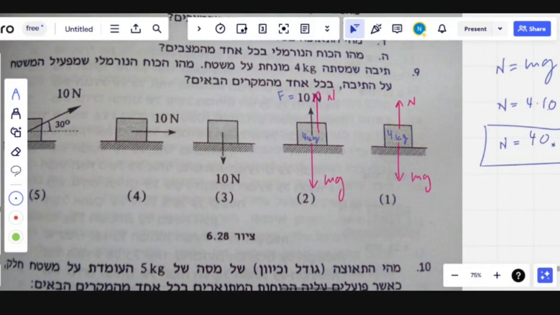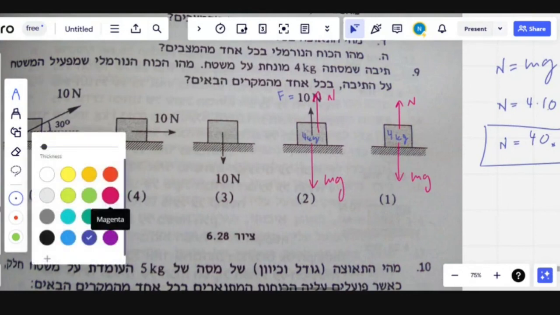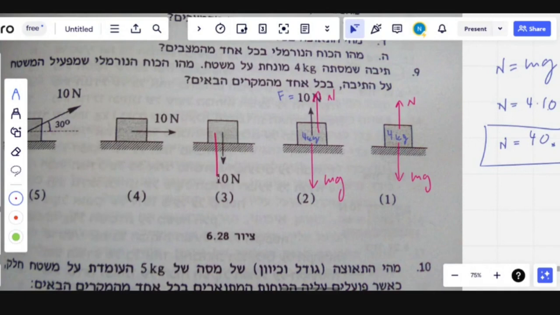All right. Now the next one. It's adding force. So it's like mg equals n minus 10. So let's just do the equations. What are the forces applied here? We have mg here, right? So mg and a normal.